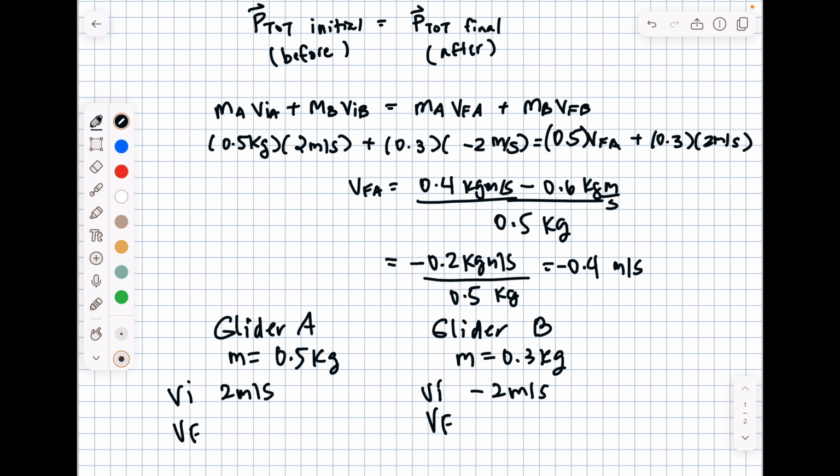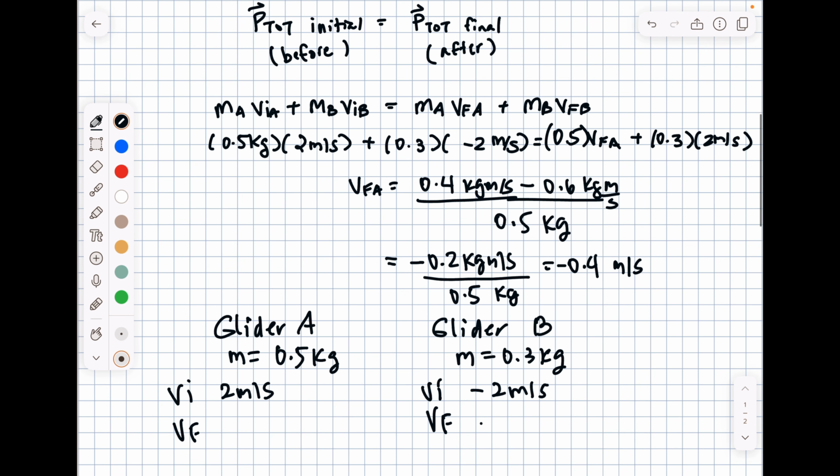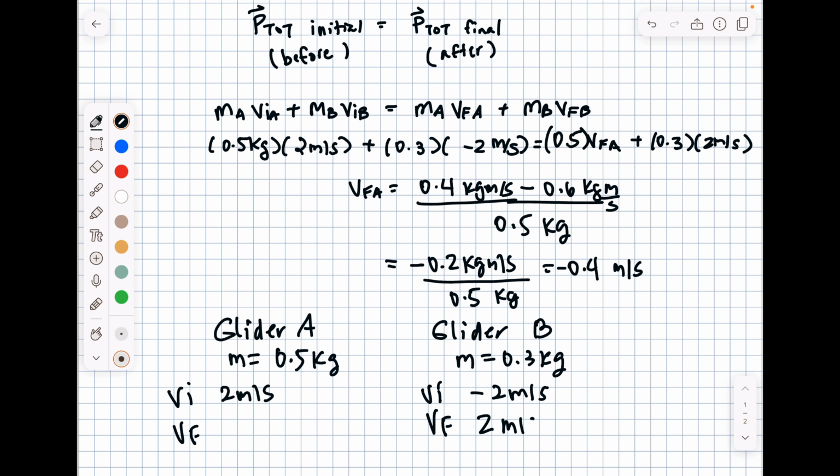So their final velocities, it's 2 meters per second for glider B, right? That's what we were given, 2 meters per second to the right. But the magnitude of the velocity, aka the speed of the first glider that's a little bit heavier, is not quite as fast, right? It moves at a slower rate to the left than its initial speed to the right.